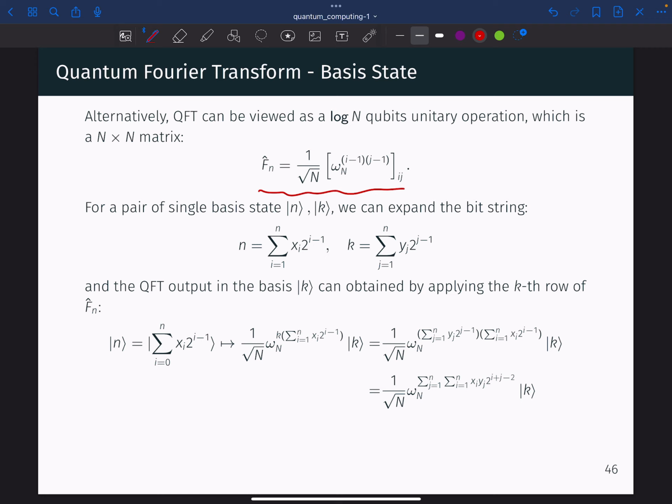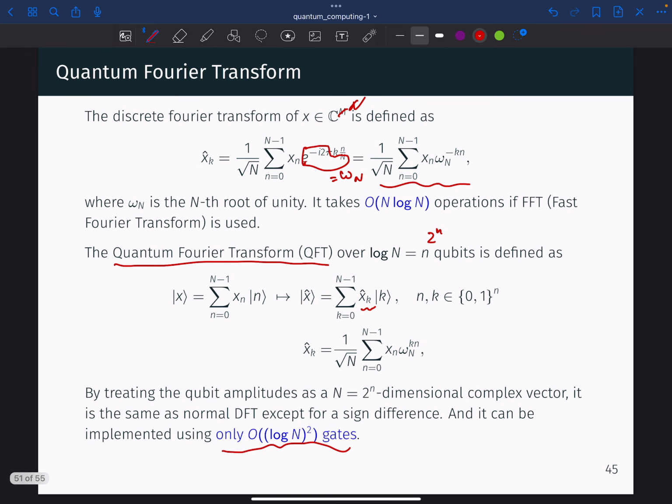And for each single basis state, so notice here, when we are writing our state, these states are over all possible n-bit, n qubit strings, right? So this n can be like 0, 1, 0, 0, 1, 1, something like that.